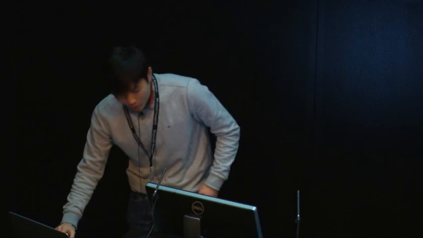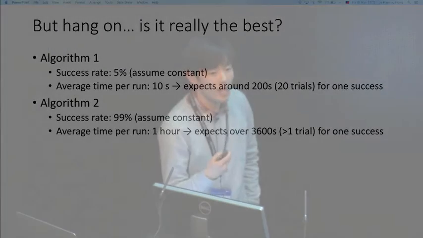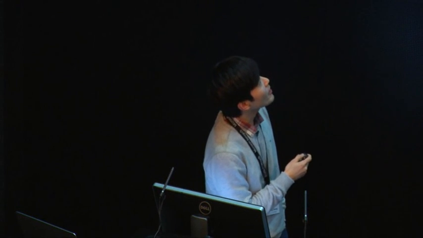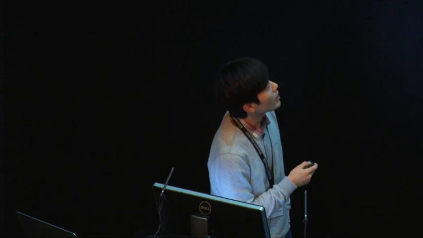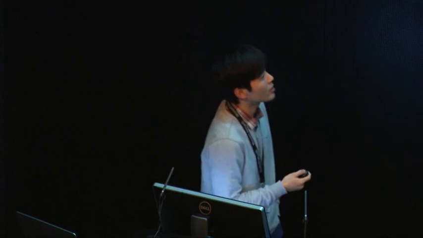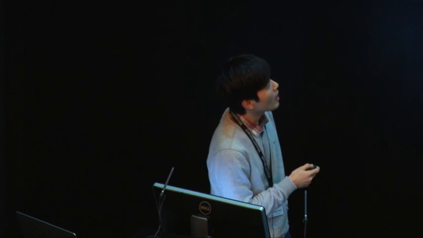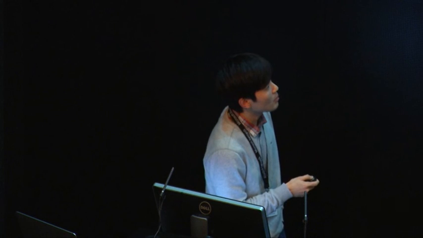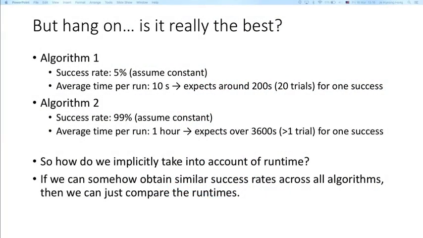But that's not the only problem. In practice, we also have to take into consideration the algorithm runtime. For instance, if we have an algorithm which, assuming a constant success rate of 5%, only requires 10 seconds, we expect about 200 seconds for one success using the geometric distribution. And for algorithm 2, even if it succeeds 99% of the time, if it takes 1 hour for one run, then we expect many more seconds for one success on average. So somehow we would like to take into consideration the different algorithms' runtimes.